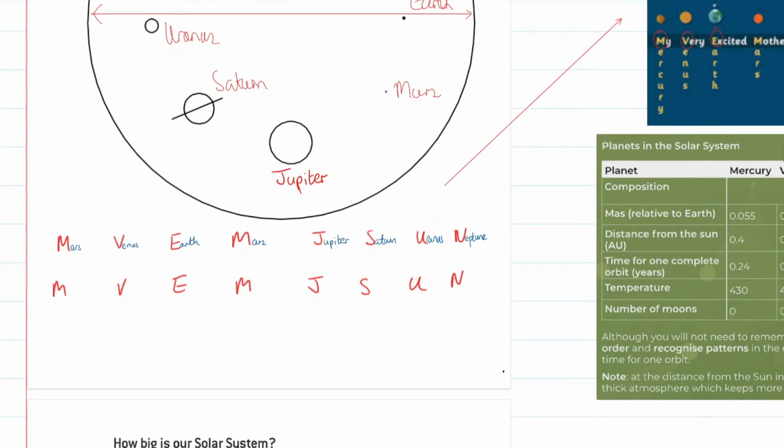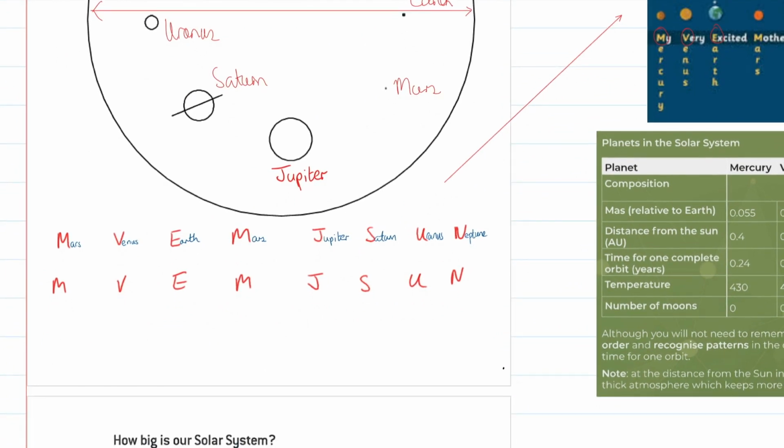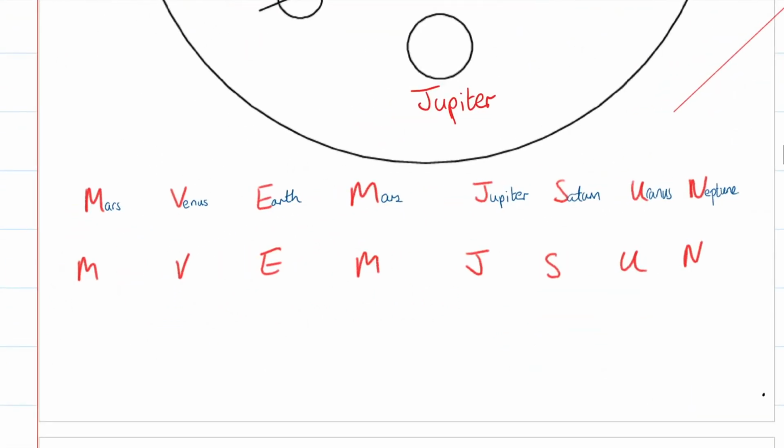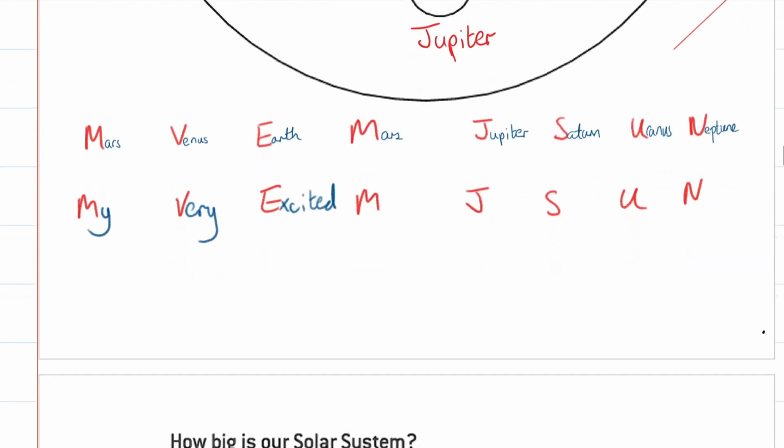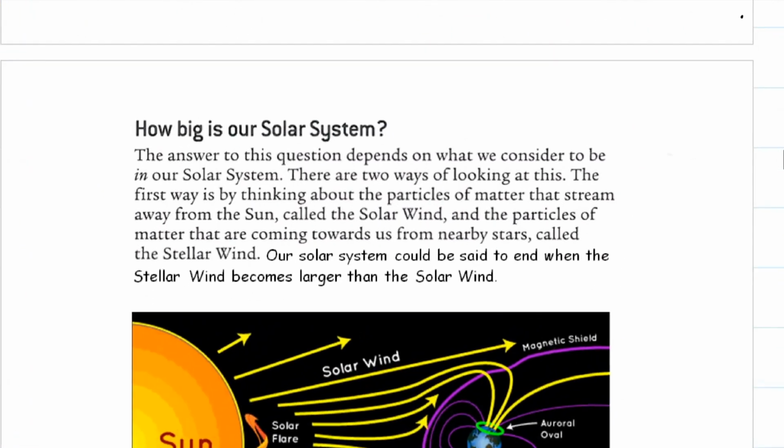My very excited. I use a different colour pen. My very excited, and so on. You can do that. Next page.